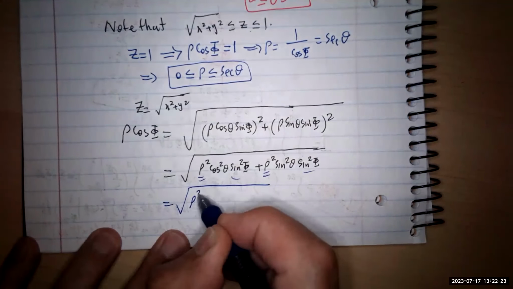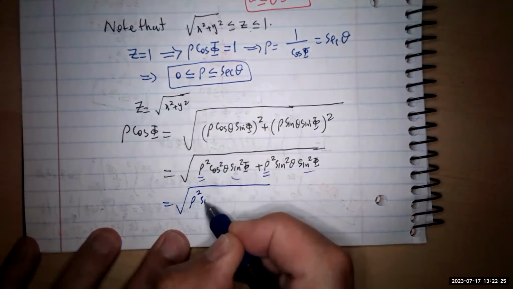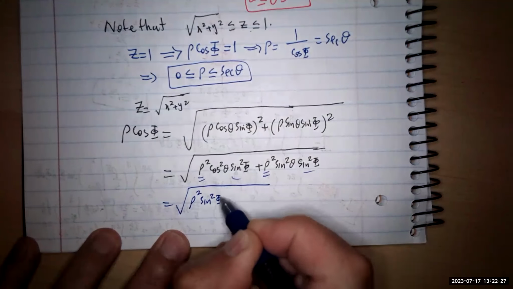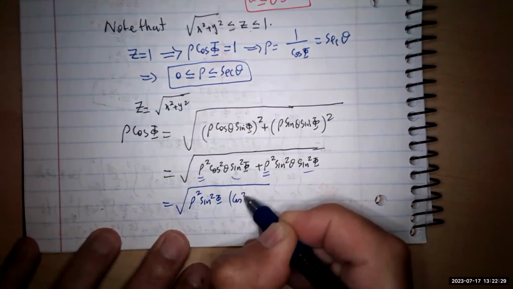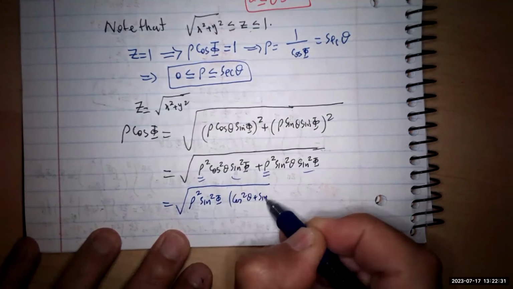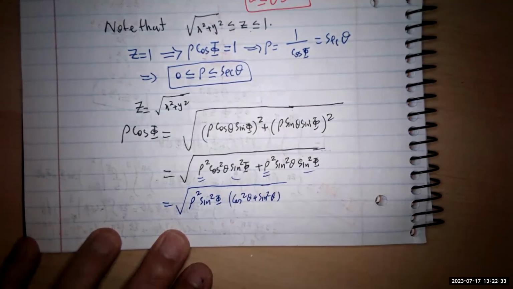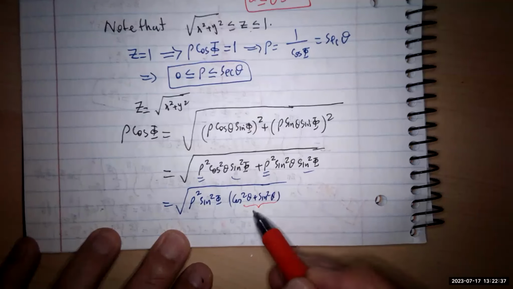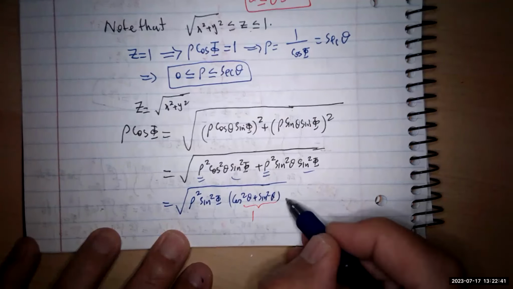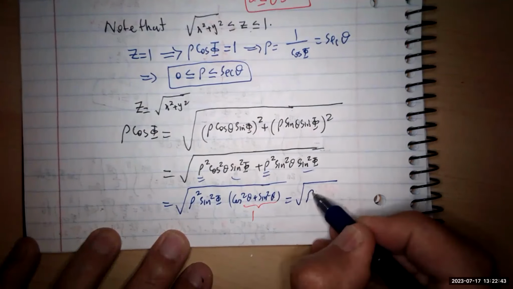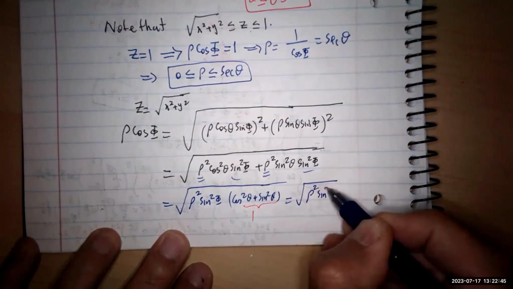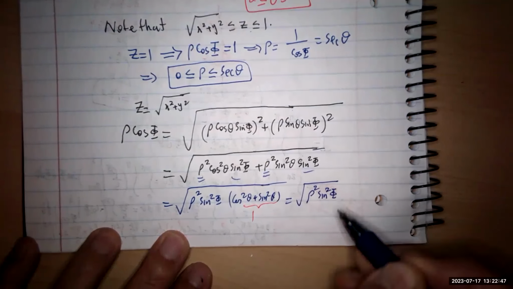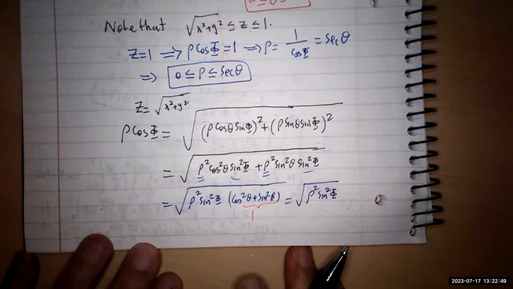So that gives you rho squared sine squared of phi. Inside, you end up with cosine squared plus sine squared of theta. Sine squared plus cosine squared is equal to 1. Okay, it's going to be equal to 1. And this would be equal to rho squared sine squared of phi. Okay, this is the situation we're going to have.